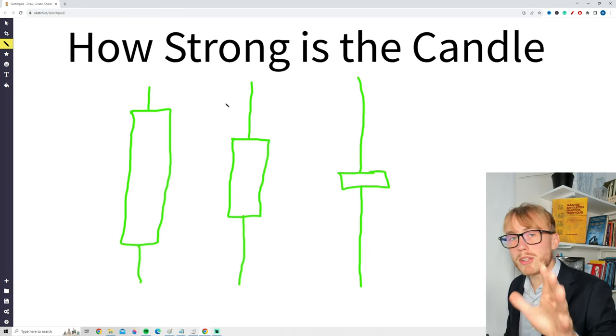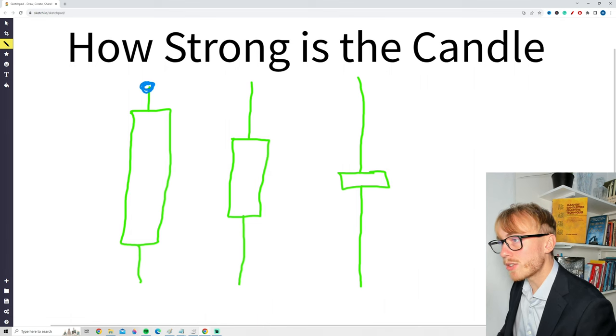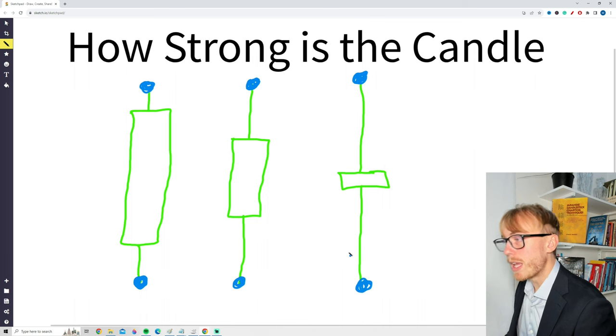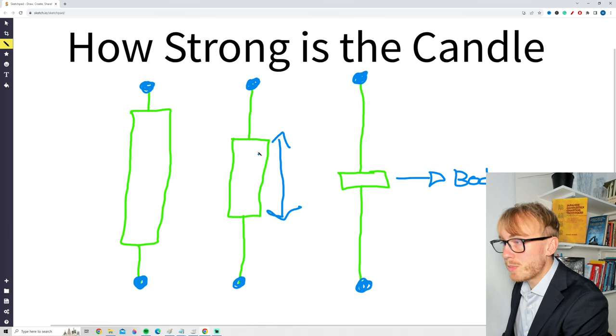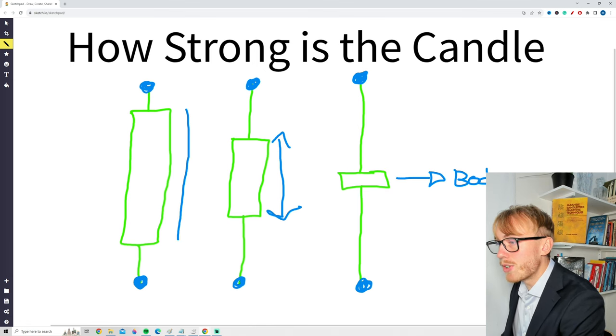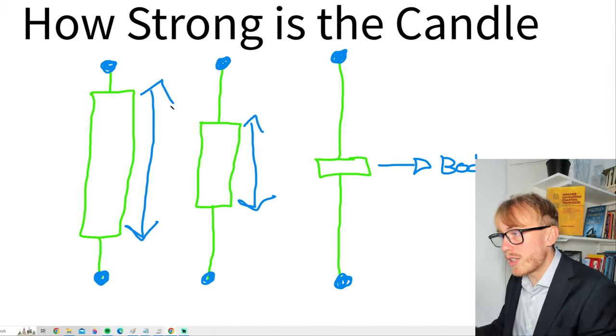Now I want you guys to take a look at these three candles right here. As you can see, all of these three candles have the highest point at around the same level. At the same time, all of these candles have their lowest point also at the same level. But in this case, you can see that the bodies, right? This is the candlestick body. The length of the bodies here are very different. You can see that here we have a very small body. The next body is a bit larger. And this body right here is massive. And the question now is, what does this tell us about the price?